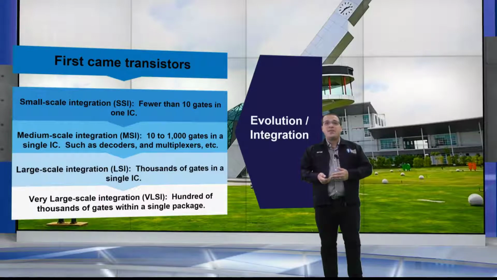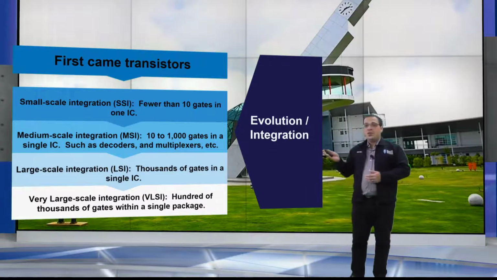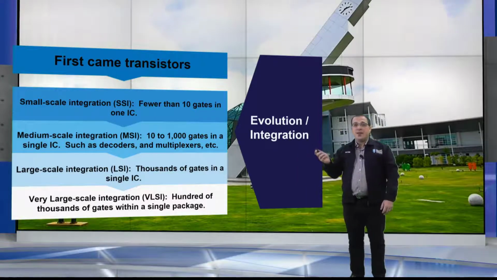We have the small scale integration, SSI, which includes less than 10 gates in one IC. There is the medium scale integration, MSI, which is like 10 up to 1,000 gates in a single IC. The devices include decoders, multiplexers, etc.